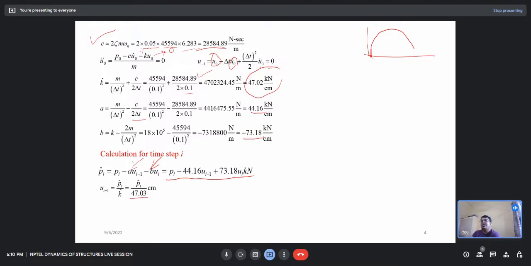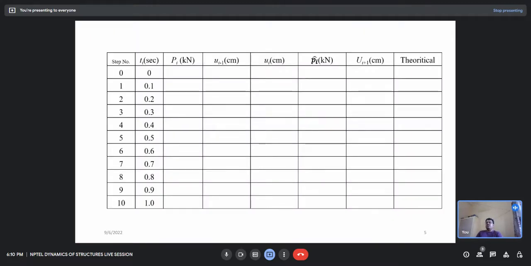After calculating these steps, the formulation you can find in the NPTEL modules. These two things are important, Pi cap and the ui plus 1 step, and we have to calculate the response corresponding to different time steps: 0, 0.1, 0.2, 0.3. For this I have created a table. I am providing the formulation also.